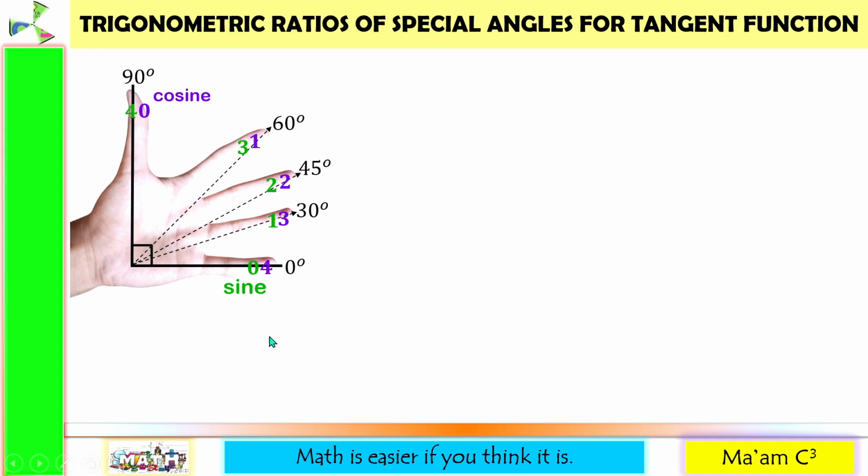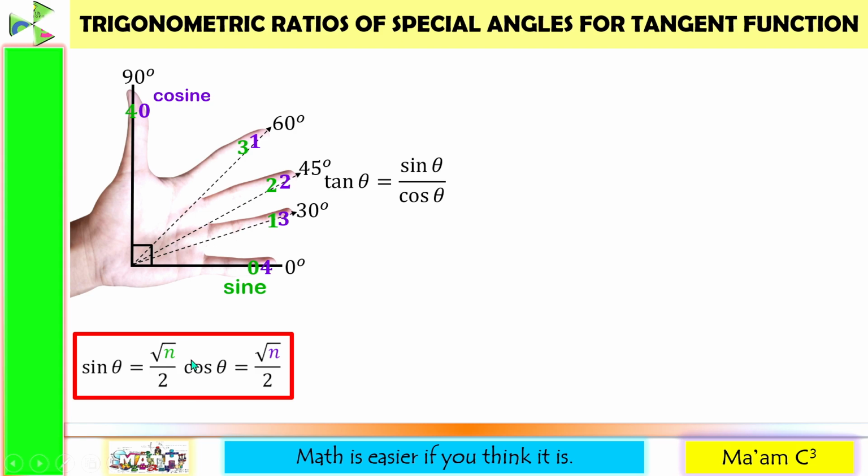Tangent theta is equal to sine theta over cosine theta. Let us recall the formula for sine theta and cosine theta, which is actually the same, square root of n over 2. The only difference is their colors, and it has corresponding values in our fingers. So let us substitute the formula for sine theta here. So this will be square root of n over 2 divided by the cosine theta is also square root of n over 2, but this time n is purple.